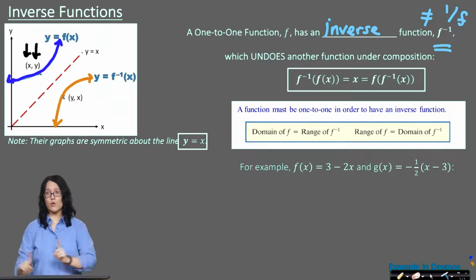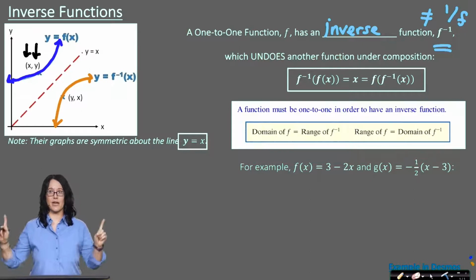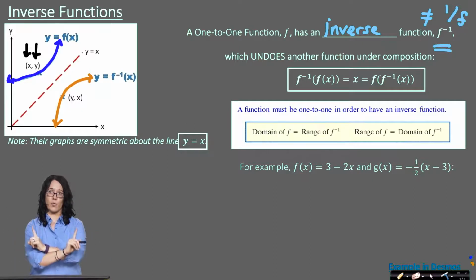It means to switch the x and the y values. In the next couple videos after this one, you're going to study exponential functions, which kind of look like this blue graph, and logarithmic functions, which kind of look like this orange graph. And they are inverses of each other. They undo each other because they are switched at the x and the y. They are switched at the domain and the range.